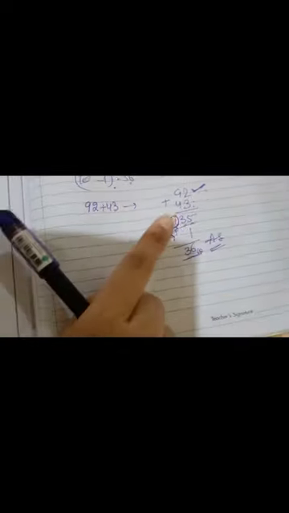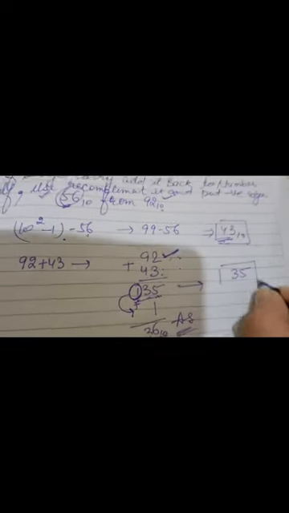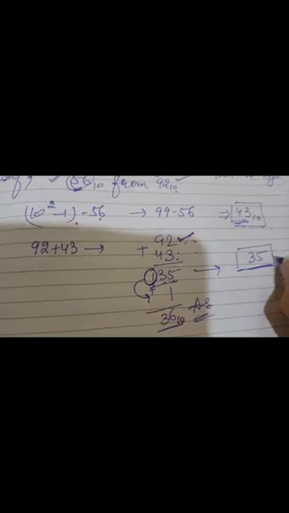That means if we don't get a 1 over here, instead we get just 35. For example, after adding we got 35 only. Instead of 135 we got 35. So what we will do is we will recomplement it.